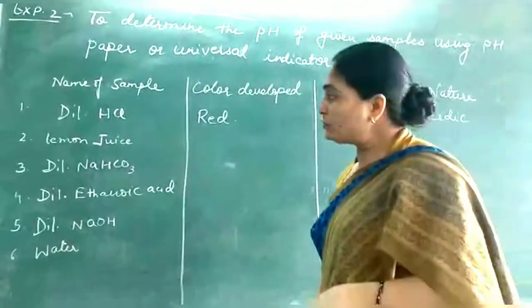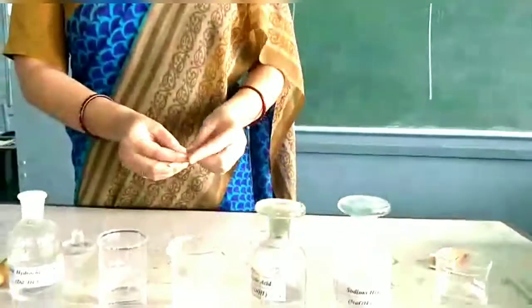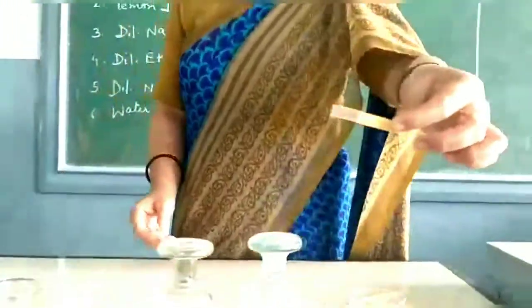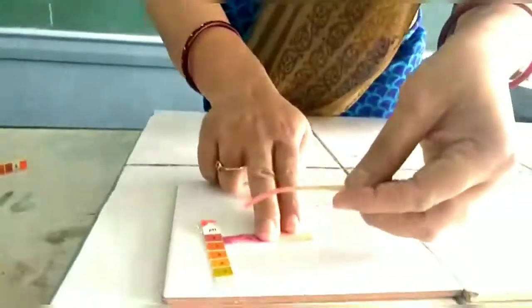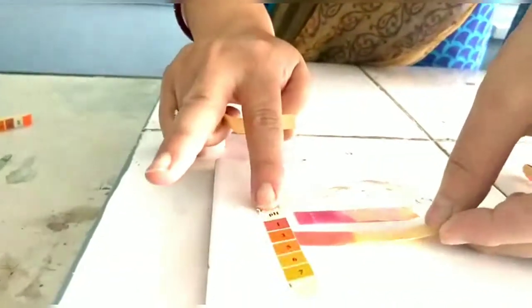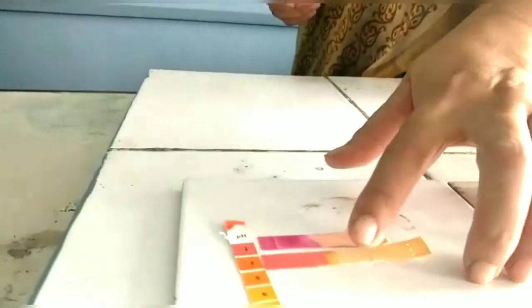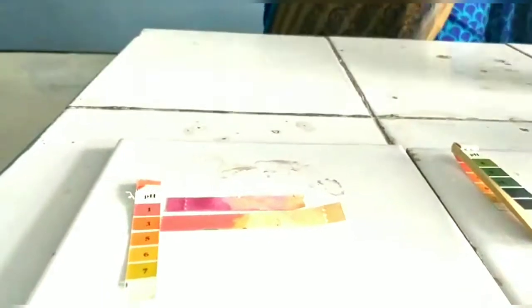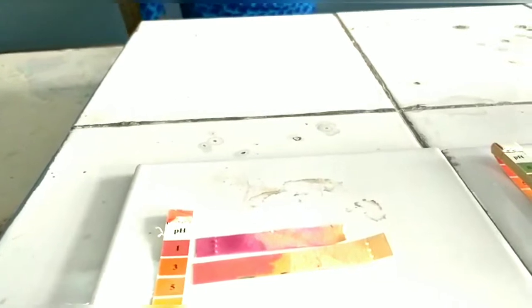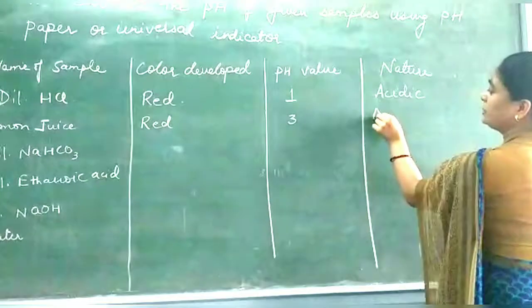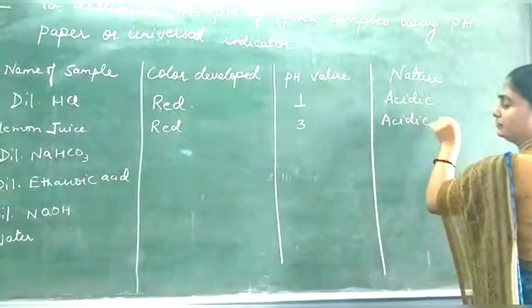Okay, now we'll move to second sample, that is lemon juice. So I'll just dip this pH paper in lemon juice and show it to you by placing this paper again on the tile, and it matches with pH 3. It matches its color with pH 3. So I'll just write that it shows light red or orangish red, and its pH comes out to be 3, and again the nature of this solution is acidic.